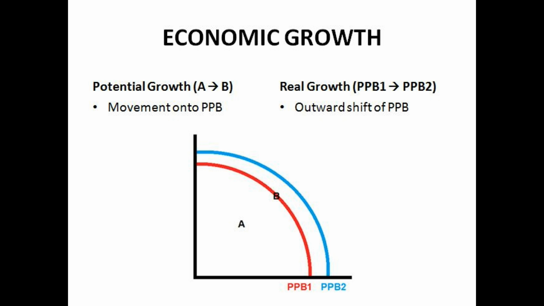This simply means that they're reaching their capacity rather than expanding it. If they're expanding their capacity, that's real growth. So say they made investment into new technology and stuff like that, that would lead to an increase in the ability of the country to produce. They'd be able to produce more, and so the PPB would shift outwards from PPB1 to PPB2.